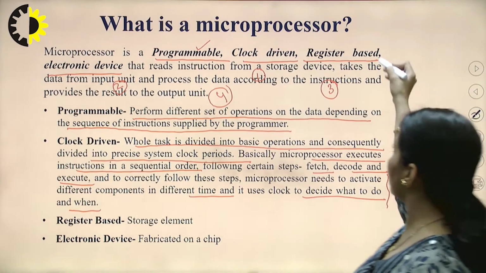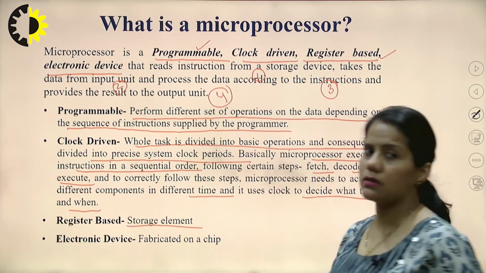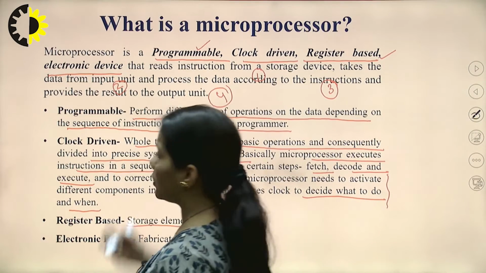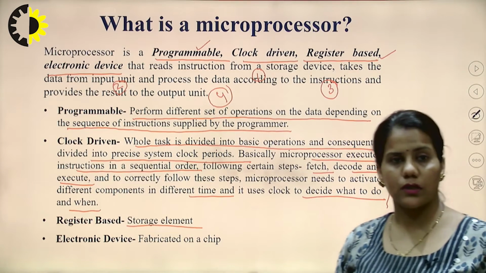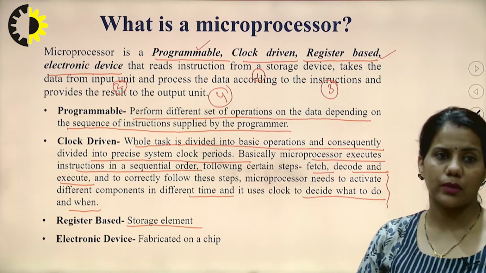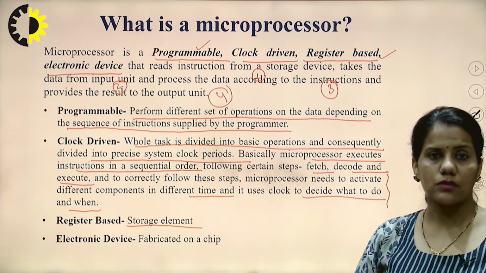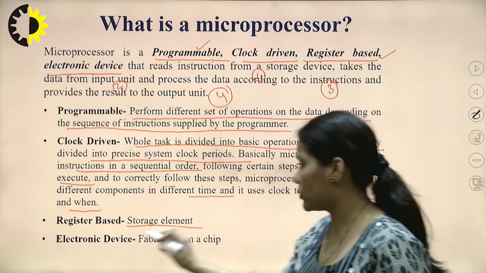Another important term is register based. That means the storage element here is the register. It is an electronic device because it is made up of semiconductor technologies. It is fabricated on a chip. It is made from semiconductor material, that is, silicon or germanium. So, that is why it is known as an electronic device.